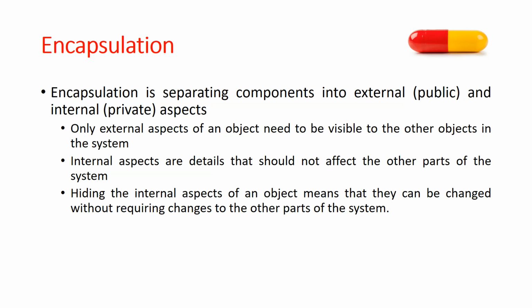The pharmaceutical company that makes these capsules might change or modify the internal components without the patient's knowledge. So only external aspects of an object are visible to the other objects in the system, in the programming languages sense. Internal aspects are details that should not affect the other parts of the system. Therefore the user shouldn't know what's happening inside. Hiding the internal aspects of an object means that they can be changed without requiring changes to the other parts of the system. That's why the user doesn't necessarily need to know about it.